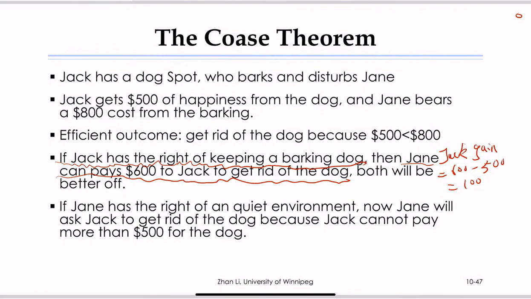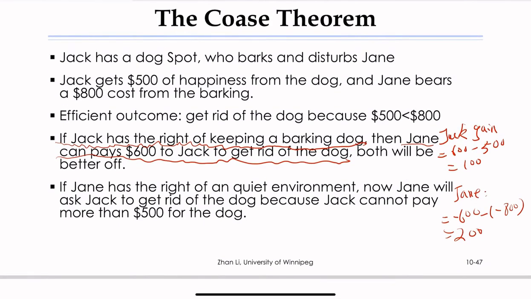Now, what about Jane, right? So Jane pays 600. However, Jane has to bear an 800 cost from the barking. So after paying this $600, Jane does not need to bear this 800 cost, right? So in this case, you can see that Jane will get this $200 benefit. That is the difference between 800 and 600. So this basically means both Jack and Jane will be better off. So they will get rid of the dog. That is, through bargaining, Jane and Jack can achieve this efficient outcome of getting rid of the dog.